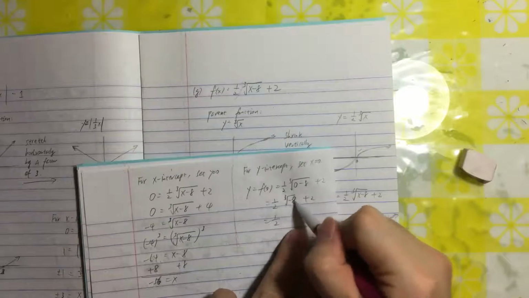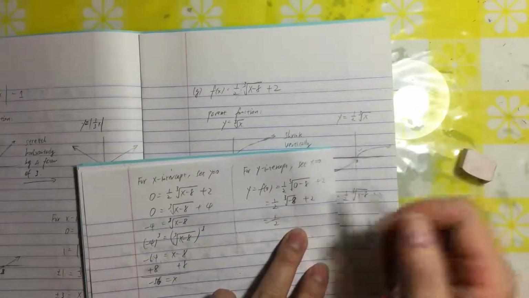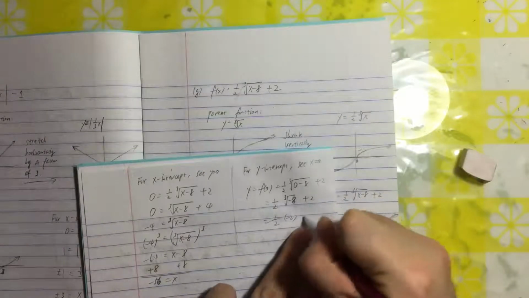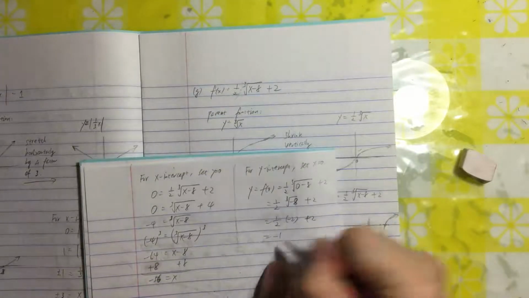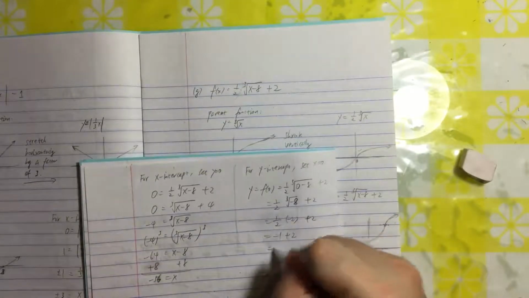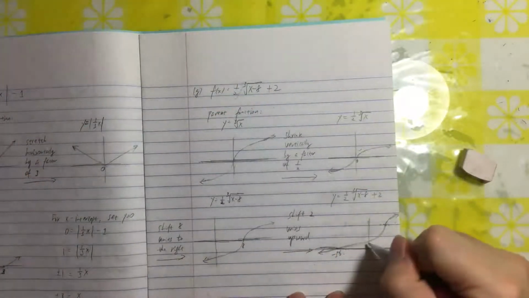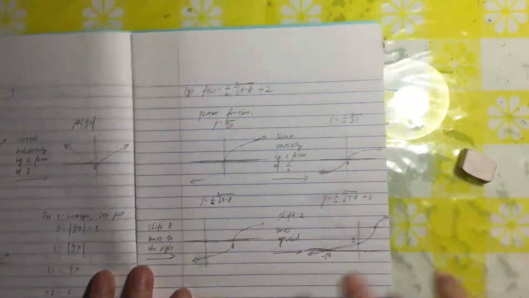Cube root of negative 8 is negative 2, because negative 2 times negative 2 times negative 2 is negative 8. Half times negative 2 is negative 1. Negative 1 plus 2 is positive 1. So the Y-intercept is positive 1. That's a graph of this function.